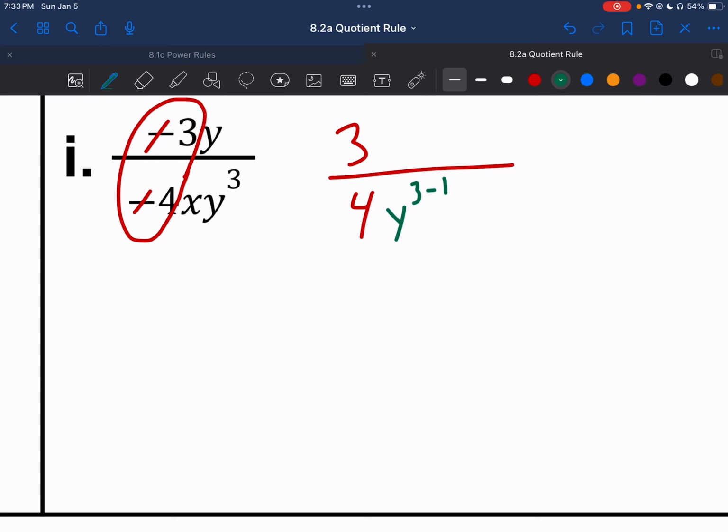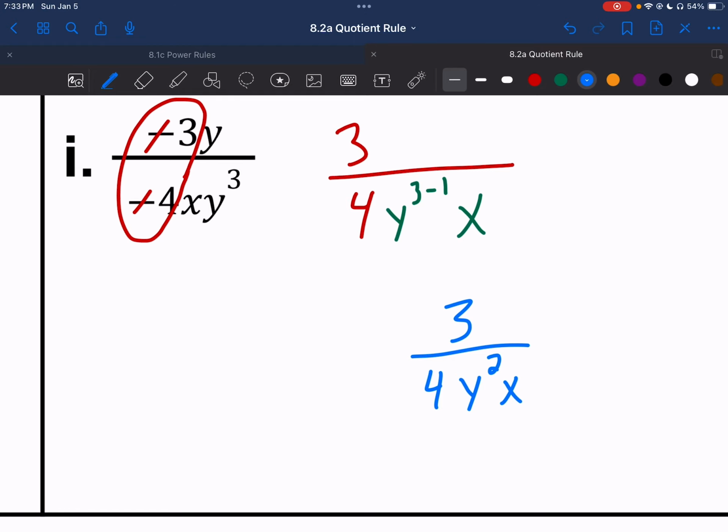And x, there's only an x in the denominator, so it stays down below. So now I go ahead and I simplify. We have 3 over, we've got the 4 still. 3 minus 1 for the y exponent is 2, and x. So we have 3 over 4y squared x.